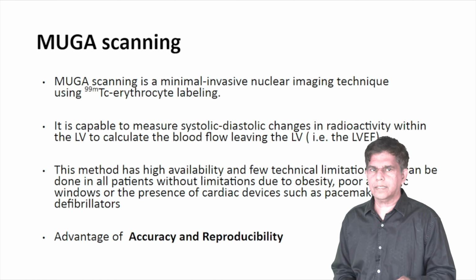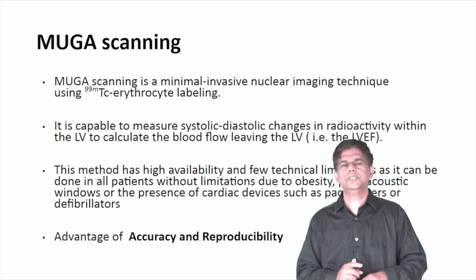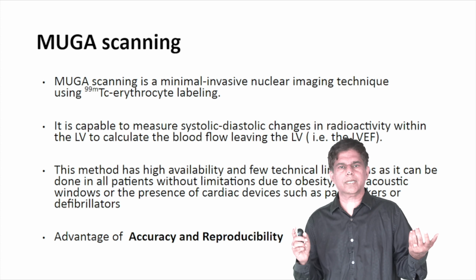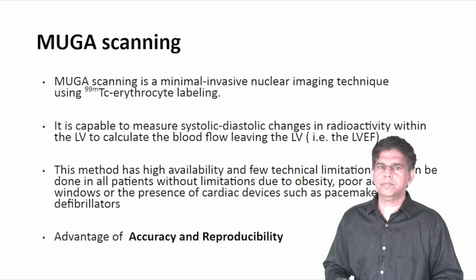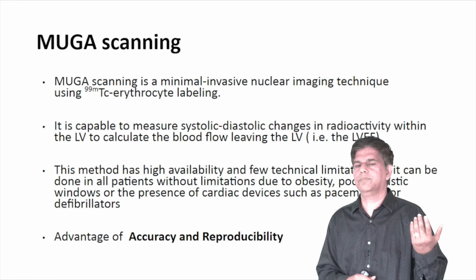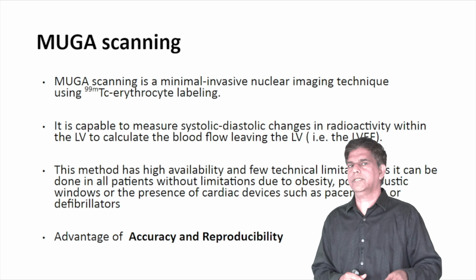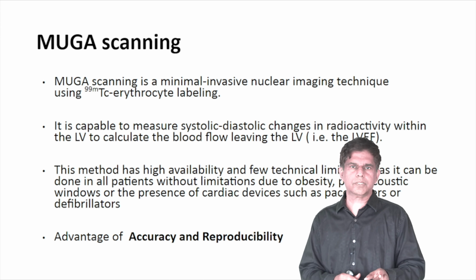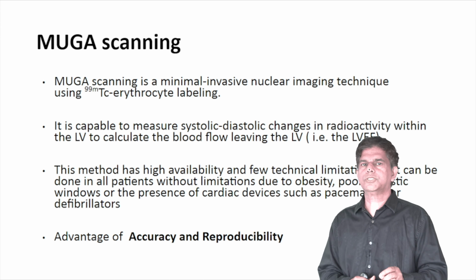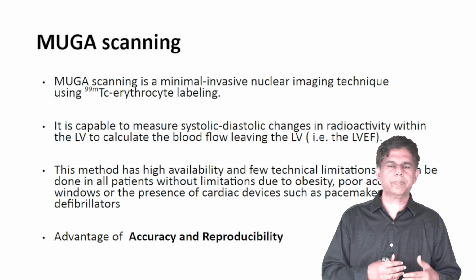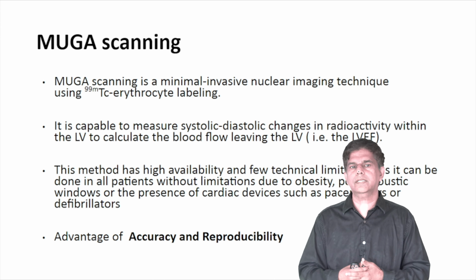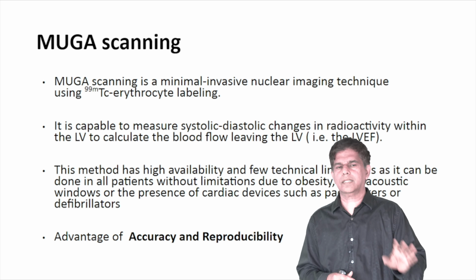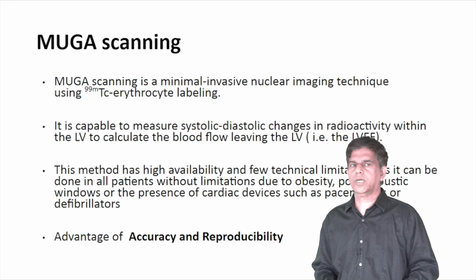So the main thing, MUGA scanning. Why do we do a MUGA scan instead of the echocardiogram, what additional information do we get? What is a MUGA scan? It's a minimally invasive nuclear imaging technique using technetium erythrocyte labeling, okay? The advantage of MUGA scan is that it is very, very accurate for the left ventricular ejection fraction, okay? You can also compare previous scan results very accurately. Those are the accuracy and reproducibility. When you think about scanning the heart in the cancer patient, pick MUGA scan, okay?